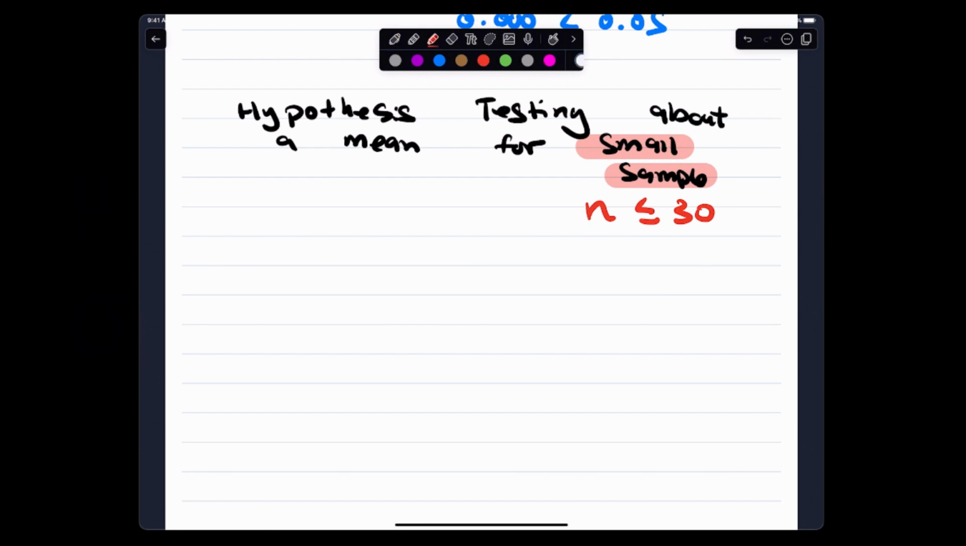And so this is hypothesis testing about a mean. The parameter here is what? Mu. Okay? And you guys know what you're going to use in the TI? This is what you guys use in the TI. You've been using z-test. Is that true? Z-test is for a large sample.